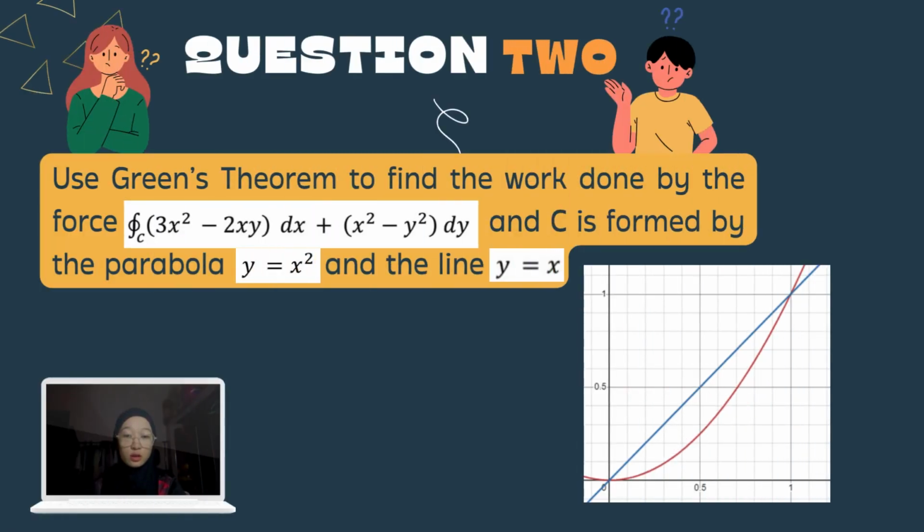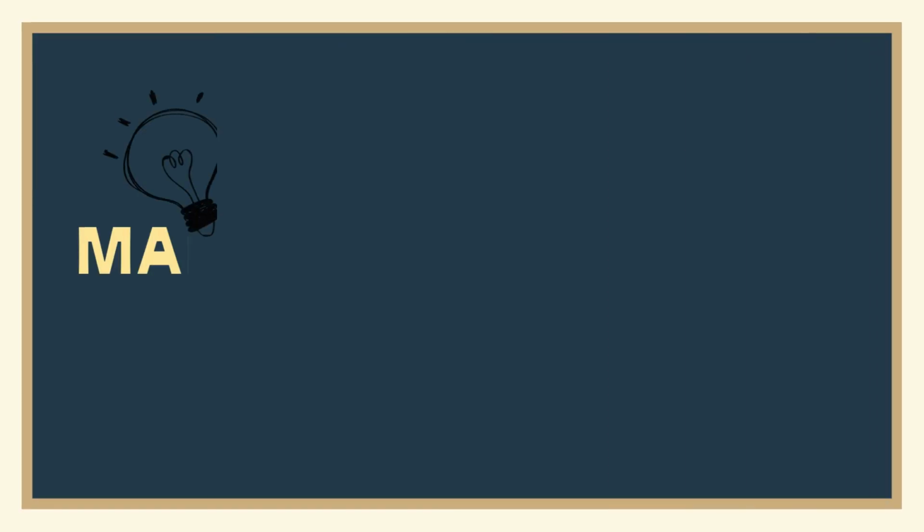Question 2 is use Green's theorem to find the work done by the first equation given, and C is formed by the parabola y is equal to x squared and the line y is equal to x.